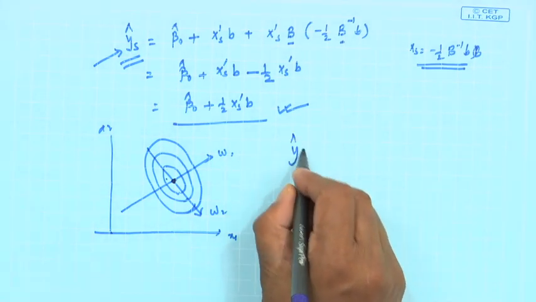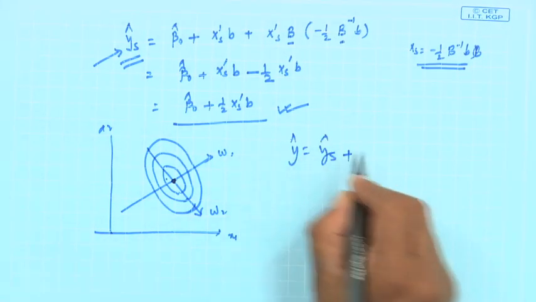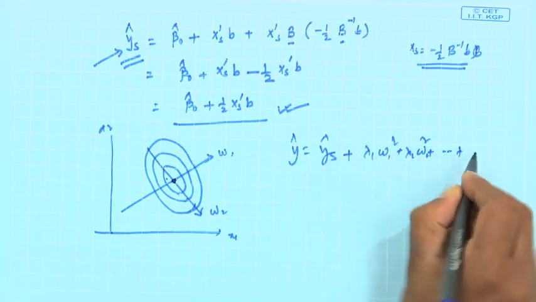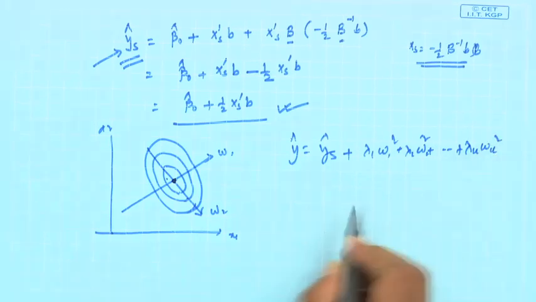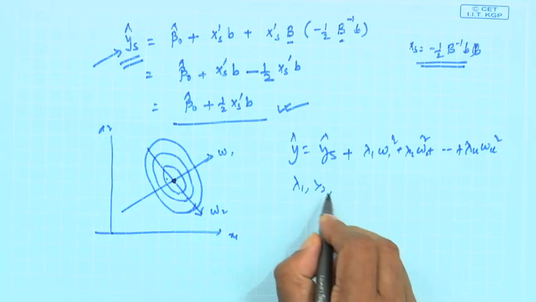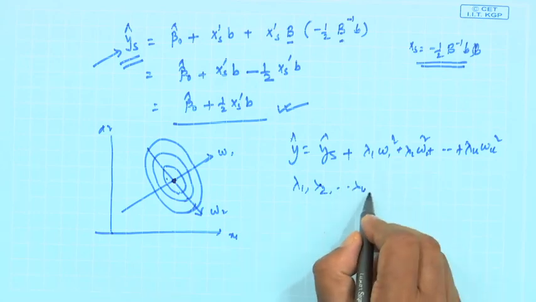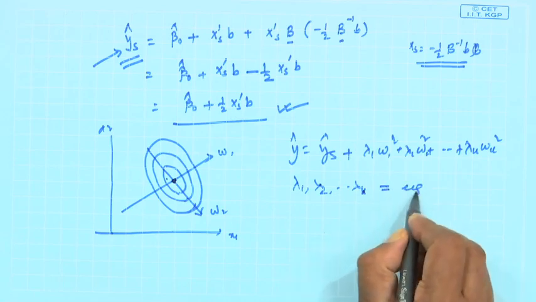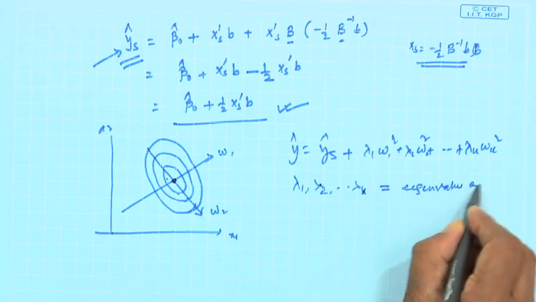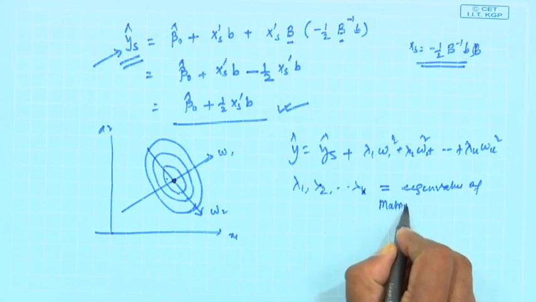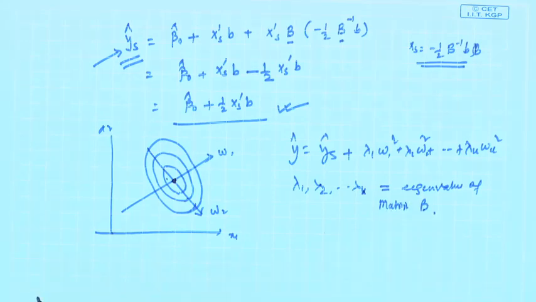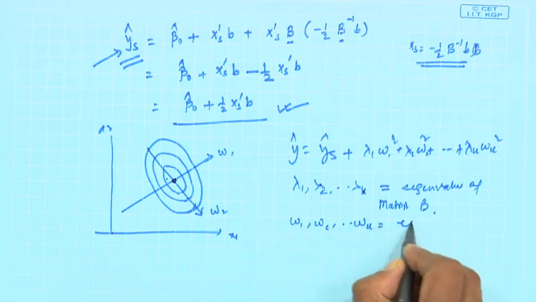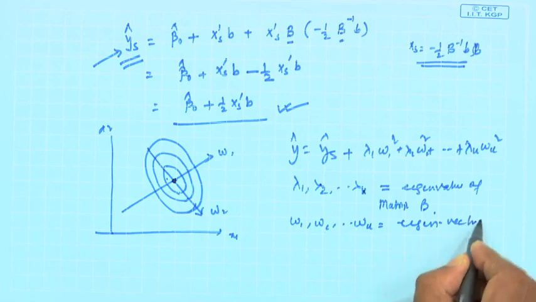So, your y cap will become ys cap plus lambda 1 w1 square, lambda 2 w2 square, up to lambda k wk square, where lambda 1, lambda 2, up to lambda k are basically the eigenvalues of matrix capital B that you have already seen, and w1, w2, wk are the eigenvectors of matrix B.